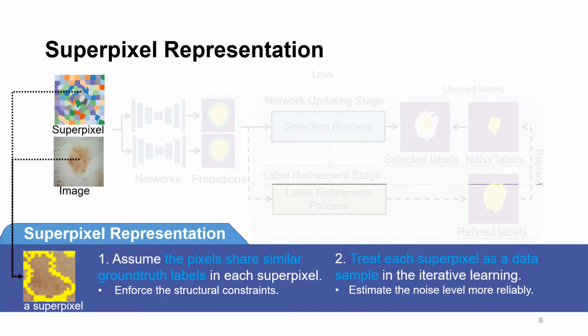Specifically, given noisy training data, we first compute the superpixels of the input images. We assume the pixels share similar ground truth labels in each superpixel, which enables us to enforce the structural constraints on the label masks. More importantly, we treat each superpixel as a data sample in the subsequent iterative learning. This allows us to estimate the noise level more reliably by pooling the pixel information from each superpixel.